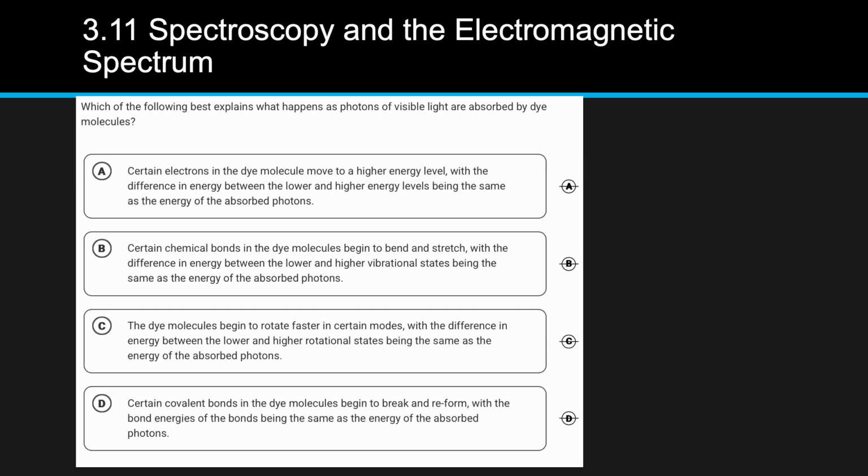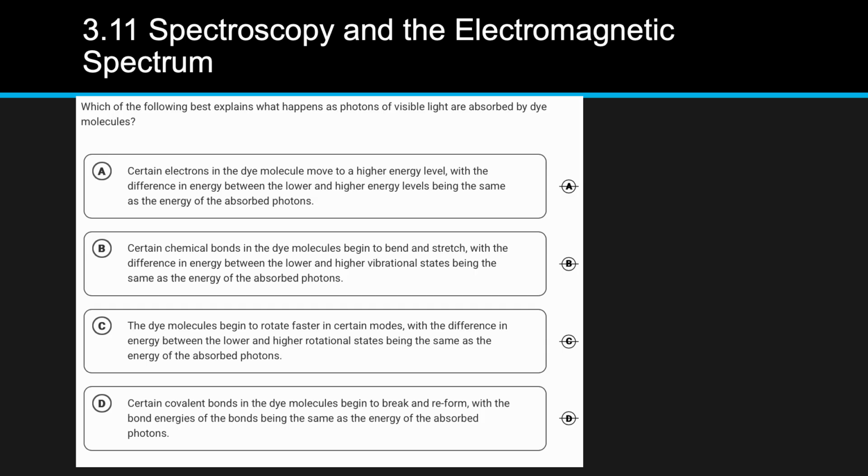So let's look at a few of our questions from the 3.11 to 3.13 AP Classroom. This first one says, which of the following best explains what happens as photons of visible light are absorbed by dye molecules? So to think back to what we learned, visible light is associated with electronic transitions. That means that photons in this region have just the right amount of energy to move electrons from a lower energy level to a higher one.